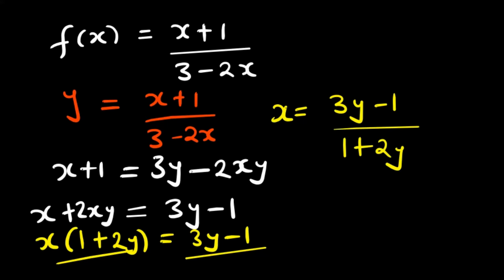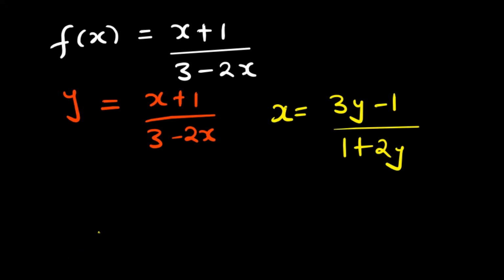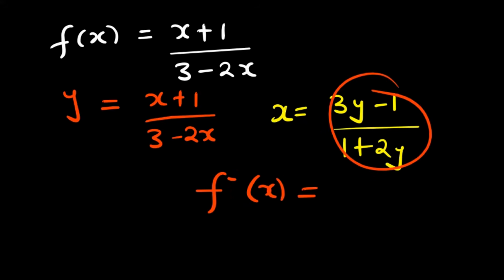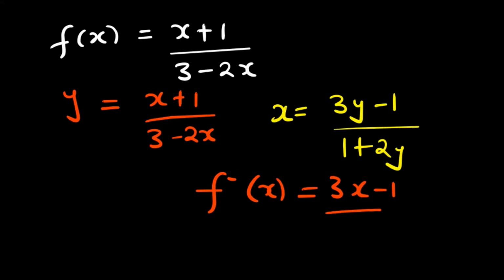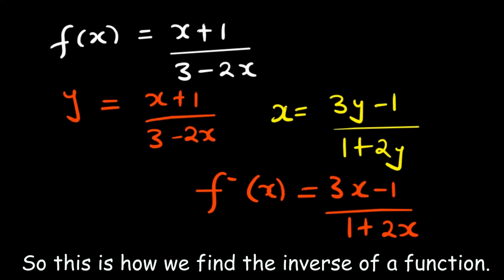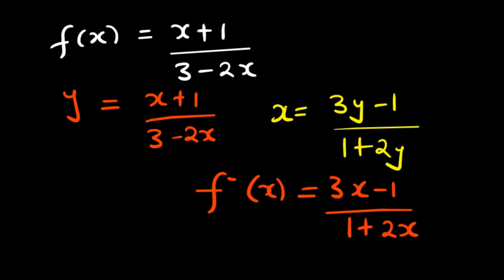So basically that is our function. Now for us to fully express it or write it as an inverse function, where there is x, we're going to put f inverse of x is equal to, then where there is y in our answer we're going to put x. So this will be (3x - 1) over (1 + 2x). So this is how we find the inverse of a function.